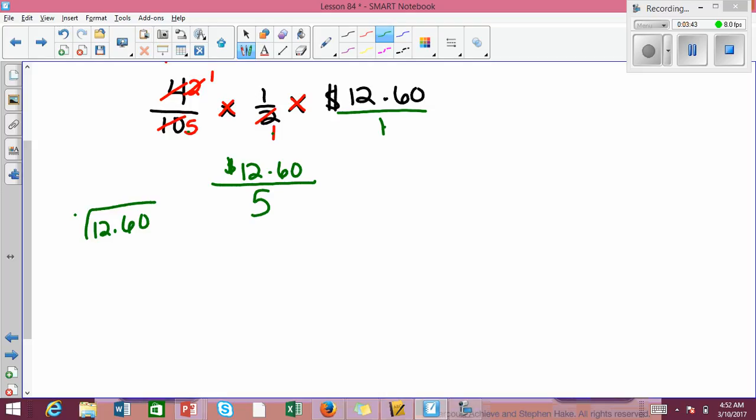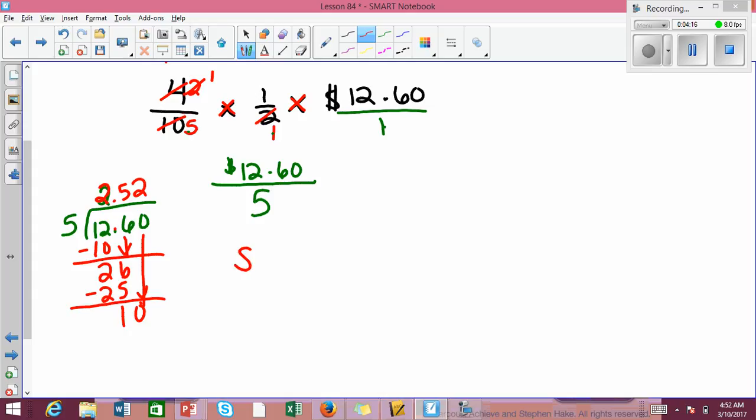1260 divided by 5. And 5 goes into 1 0 times. 5 goes into 12 twice, which is, let me change my color there so you can see. Twice, which is 10. We're going to subtract, gives us a 2. Carry down your 6. Remember to carry your decimal right above. 5 goes into 26 5 times, which is 25. And we're going to subtract again. Carry down the 0. So 5 goes into 10 twice. So our answer, $12.60 divided by 5, ends up being $2.52. There is your solution for the problem.